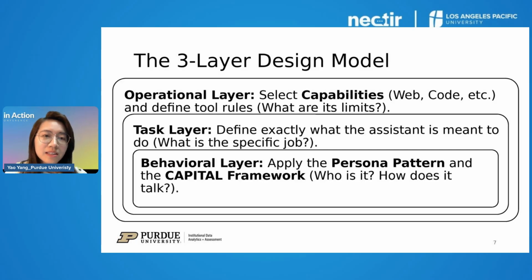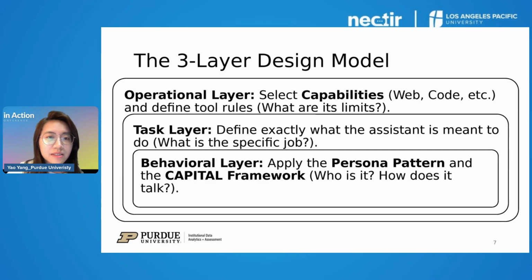And the second layer is the task layer. This is where we clearly define what the assistant is supposed to do. This is the most important layer because unclear tasks can lead to unreliable output. And the last one is the operational layer. This is where we decide what tools an assistant can use and define the limits of those tools. So these three layers together help us move from ad hoc design to a more structured and repeatable approach.